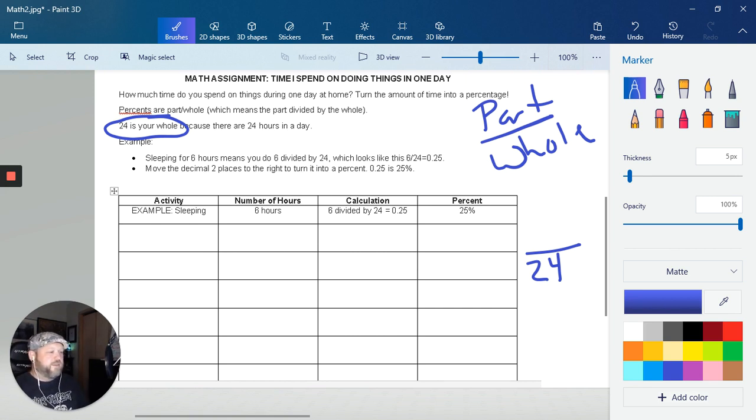All right. So her example that she has is sleeping for 6 hours, which means you do divide 6 by 24. Okay, which looks like this, 6 divided by 24. So if we looked over here, and I did 6 divided by 24, you're going to get 0.025, all right? Now remember, we have to make that into a percentage. So what we have to do with the decimal spot, move it 2 spots to the right, okay? So look how we did this. So move it right there. That's going to give us 25, all right? So that's going to be 25%, all right?